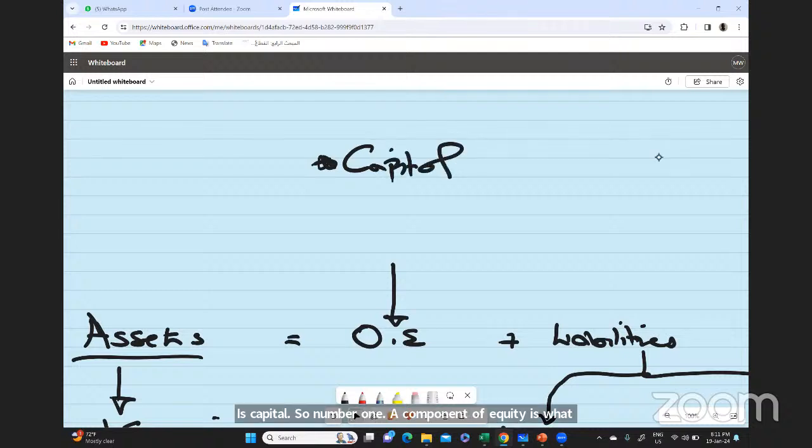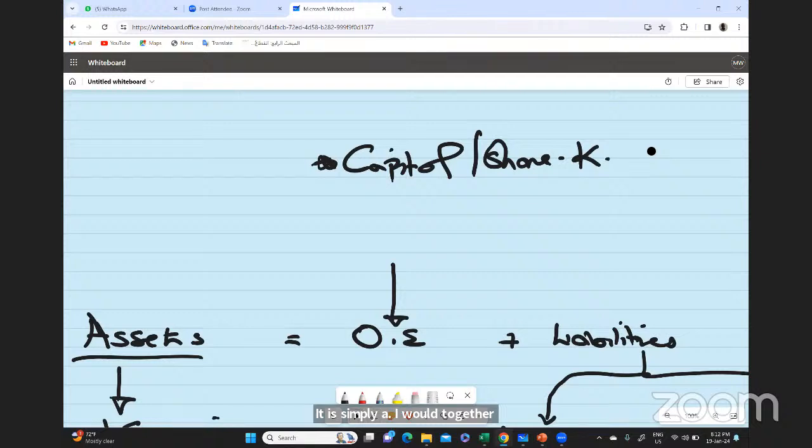Capital. Or what we call share capital for limited liability companies. Are we together? Capital or share capital for limited liability companies. Because if you're not a limited liability company, then you cannot add the word share. It is simply capital. Are we together? Share capital.